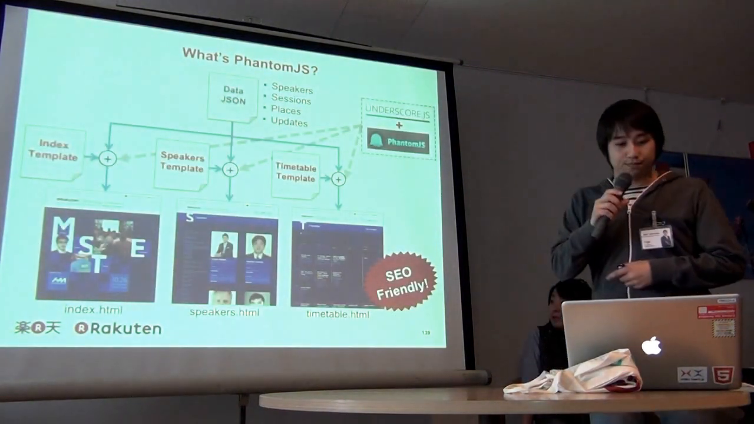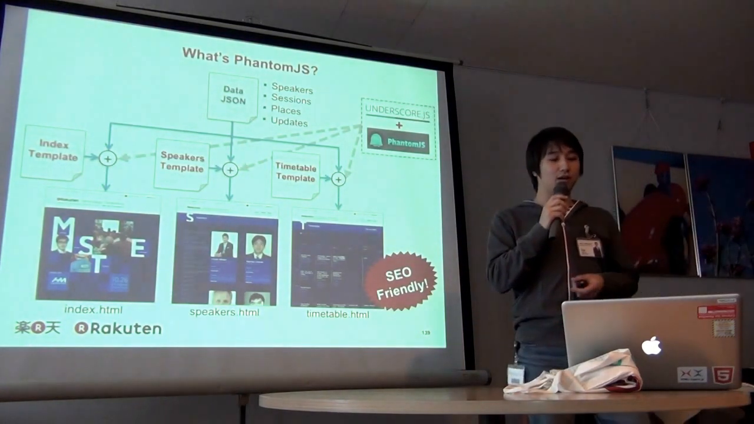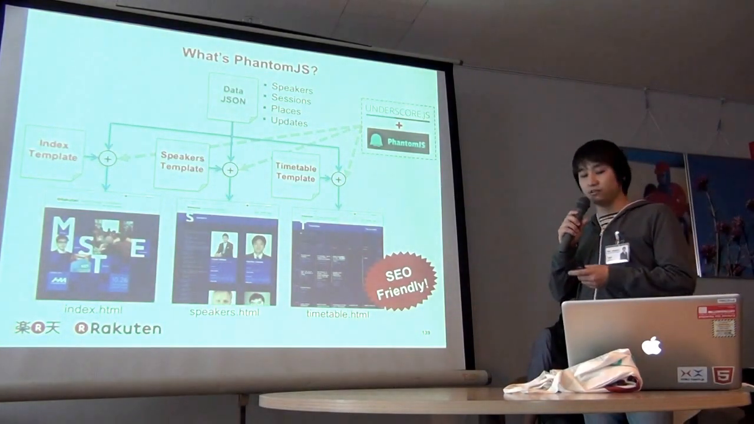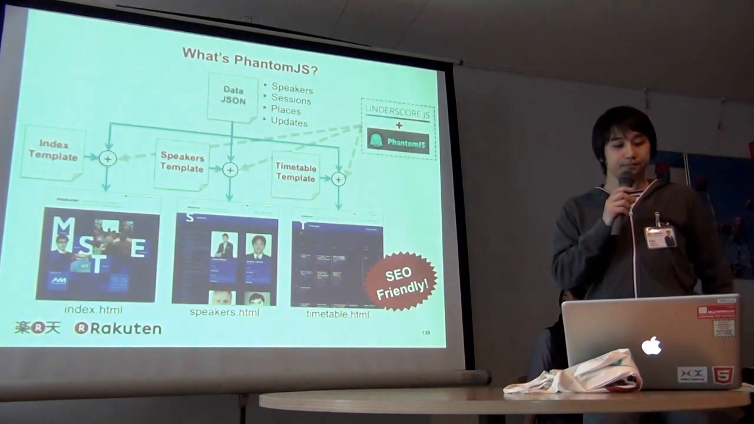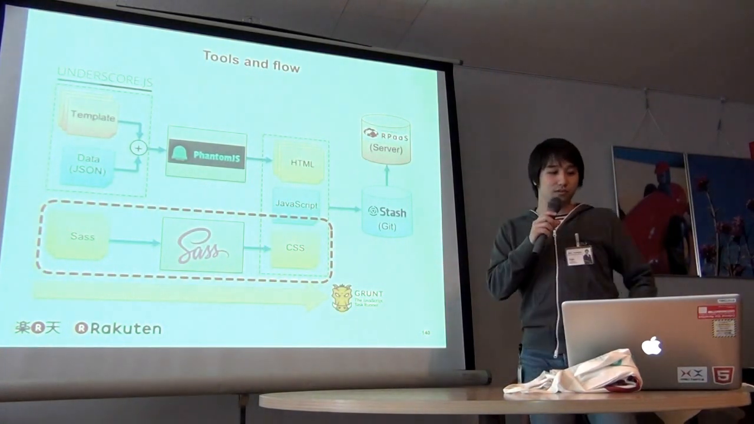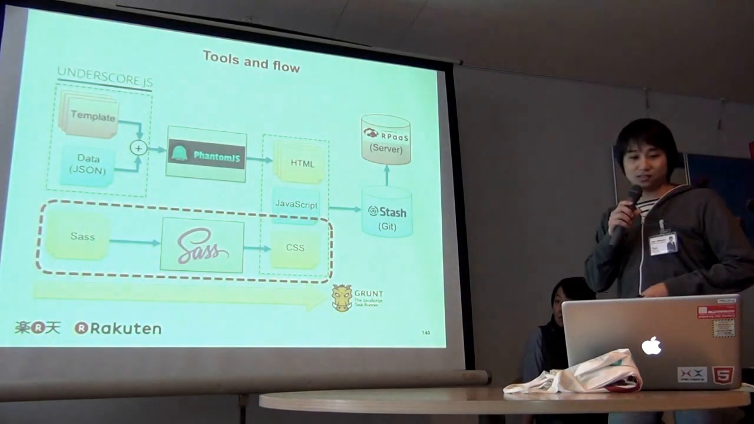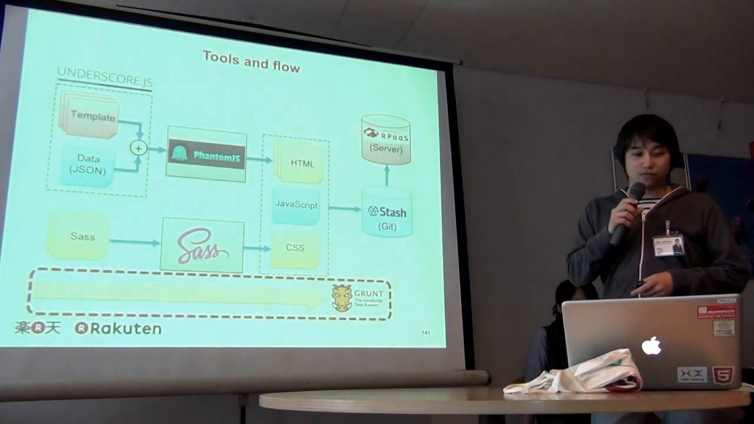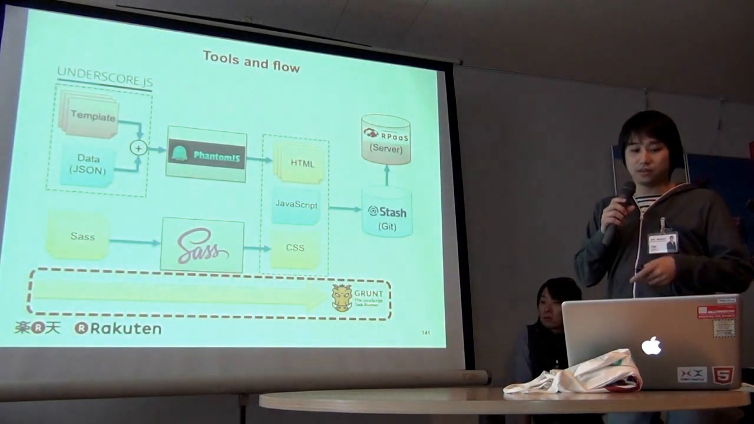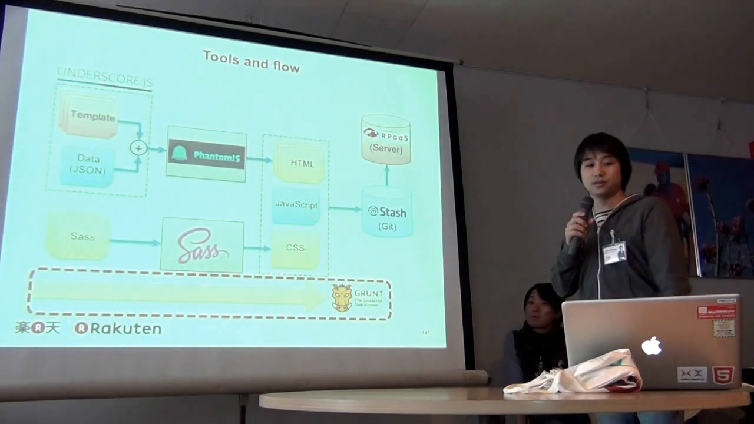So using this mechanism, we can update the information in several pages at the same time without editing HTML directly. And contents are SEO friendly because text is included in the HTML files. We also use a Sass processor, as Martin mentioned, to write CSS efficiently. And we also use Grunt. So these processes run automatically by Grunt.